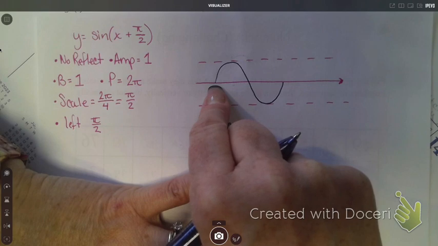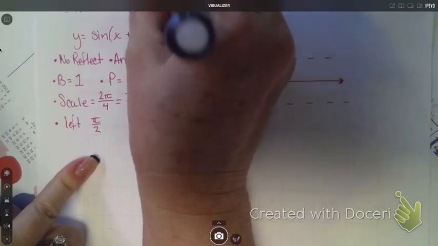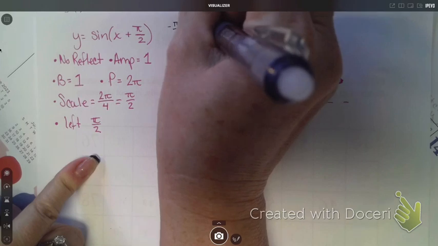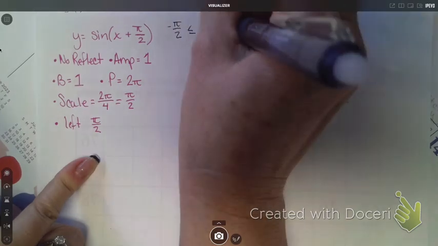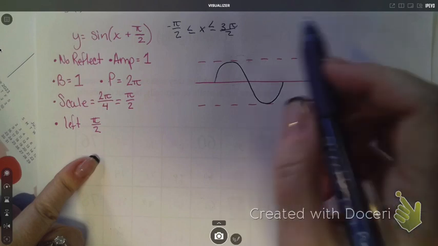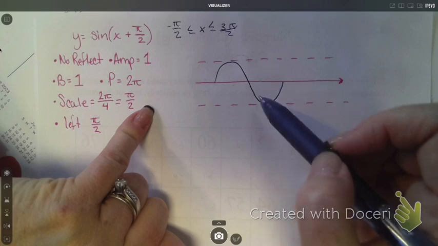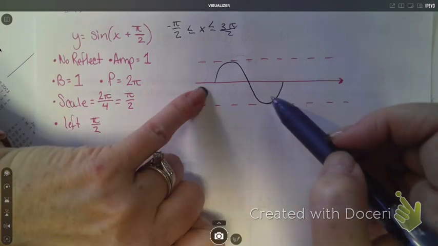Oh, and I did forget to tell you, it told me to go from negative pi over 2 is less than or equal to x, which is less than or equal to 3 pi over 2. Okay? So I don't really know what that is in the scheme of my things. So I'm only going to give myself one curve, and guess what I'm going to do to it if I need to? Just add on.